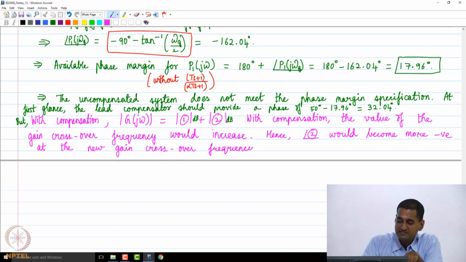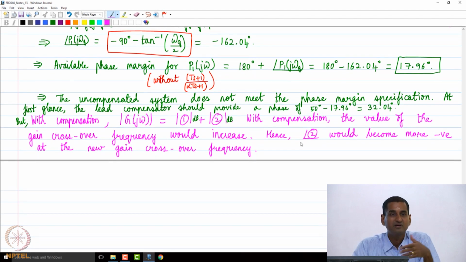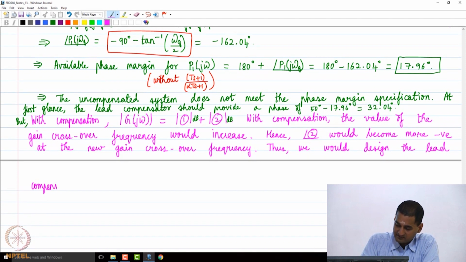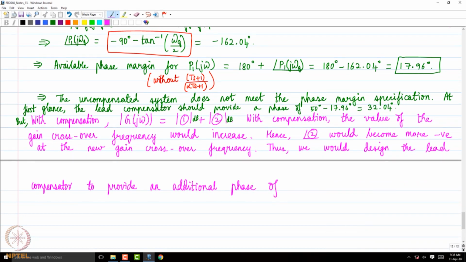Right. Thus, what we do is that in order to avoid any conflict, because the phase margin may decrease below 50 degrees due to this phenomenon, we would design the lead compensator to provide an additional phase of 5 degrees to 6 degrees to account for this effect.